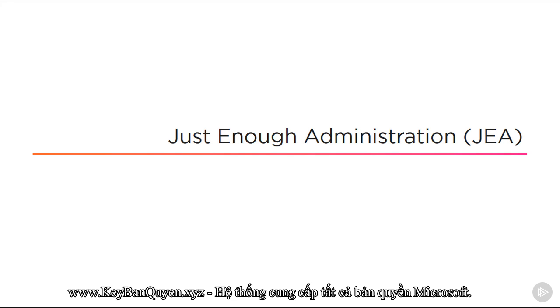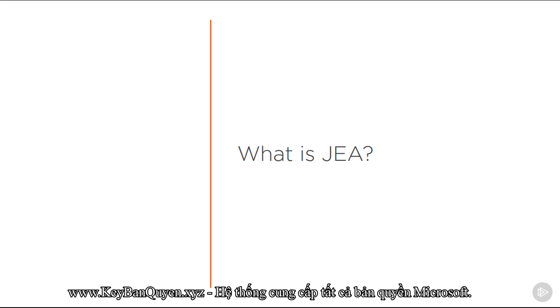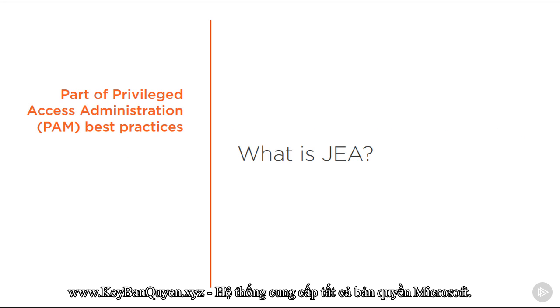In our last video, we talked about just-in-time administration, and now we're going to talk about just-enough administration. So what is just-enough administration? Well, it's part of the Privileged Access Administration Best Policies, which we also discussed in our last video. Once again, don't confuse Privileged Access Administration with IPAM, which has to do with IP address management.